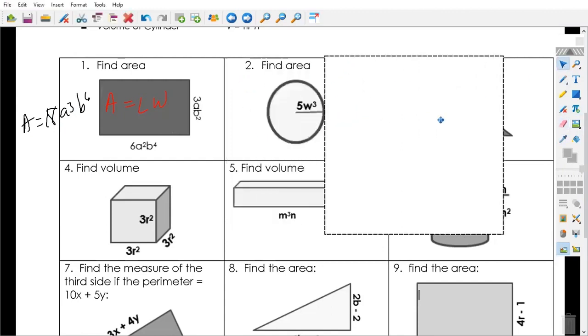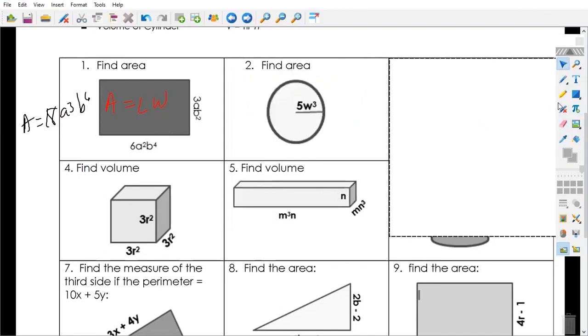All right. On to the next. So this time it says find the area, but what do we have? A circle. So looking at the top of your paper, what is area of a circle? Pi r squared. Area equals pi r squared. It gives us our radius. So all we're doing is plugging that in. So area equals pi times 5w cubed squared. Do we actually have to multiply it by pi? We'll just leave it in pi form.